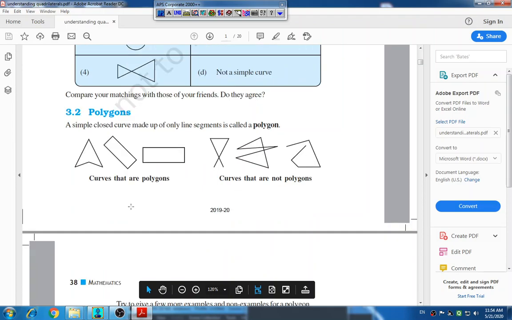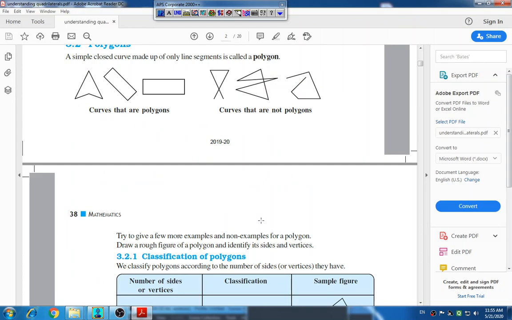Look here, these are curves that are polygons. And here are curves that are not polygons, which are not complete figures.